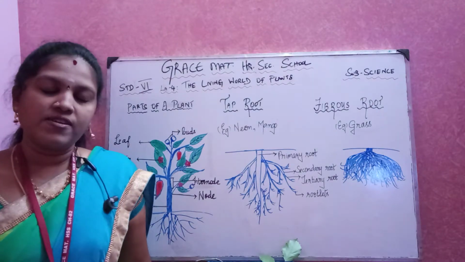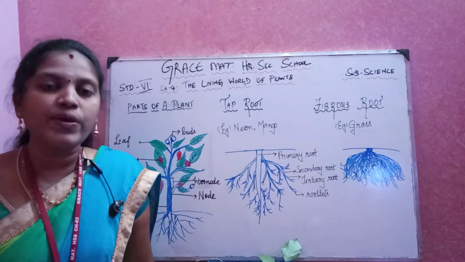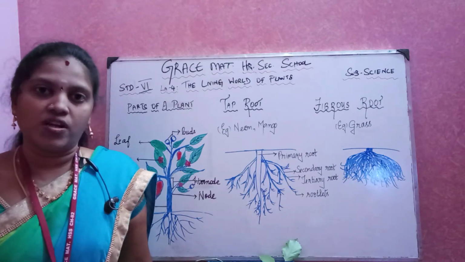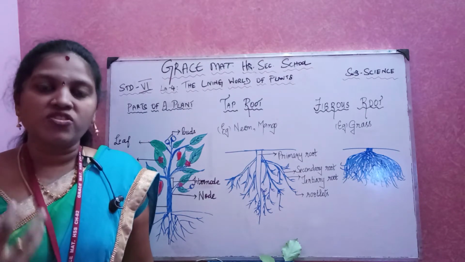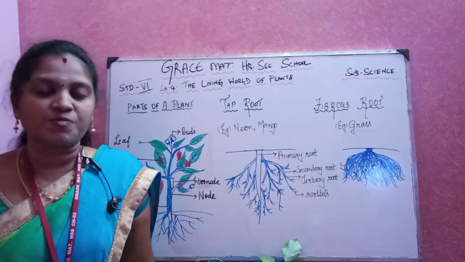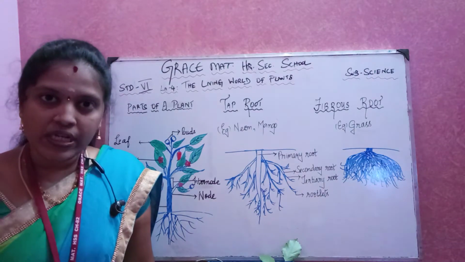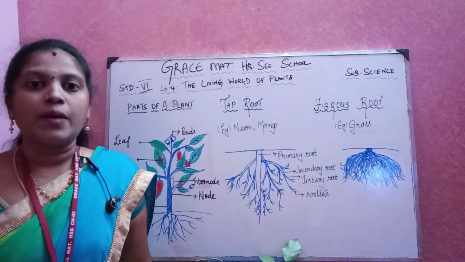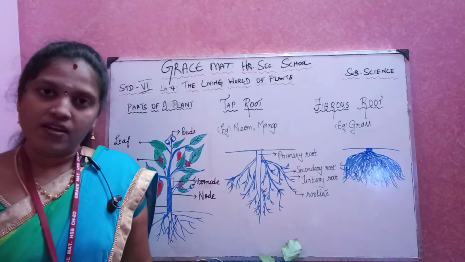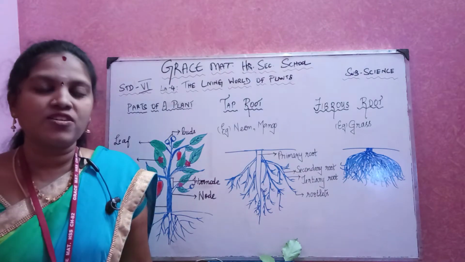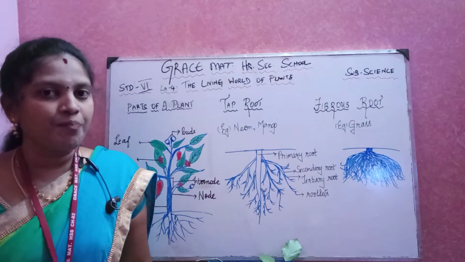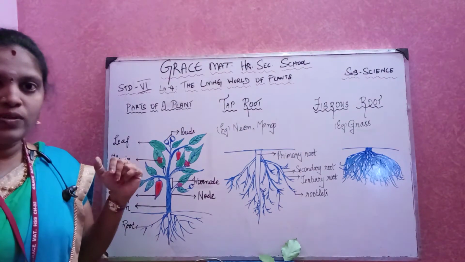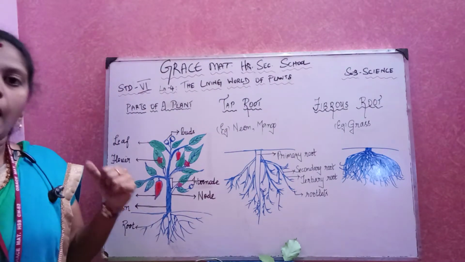First, let me list out the benefits we get from the plants. Plants give us oxygen, which is very much necessary for our survival, respiration, and it also gives us food. Next, it is also used for medicinal purposes. Yes or no children? So are you all excited to know about different forms of the plants? Come on. First we'll learn about the different parts of the plants.